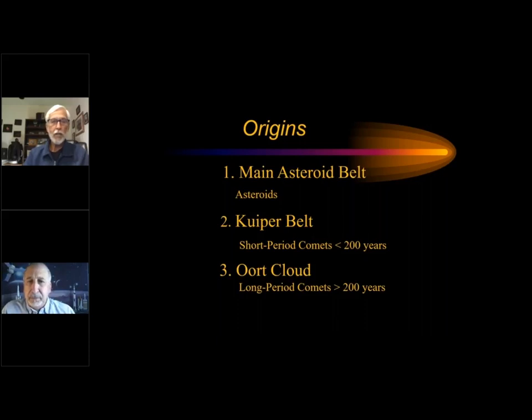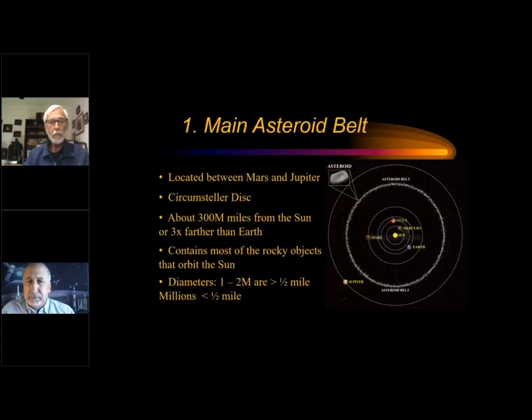So the detail on the main asteroid belt is in the next slide. So where is it? So the main asteroid belt is located between Mars and Jupiter. In the image on the right-hand side, you can see the orbits of our planets. The outermost circle is Jupiter. The white fuzzy line in the center is the location of the main asteroid belt.